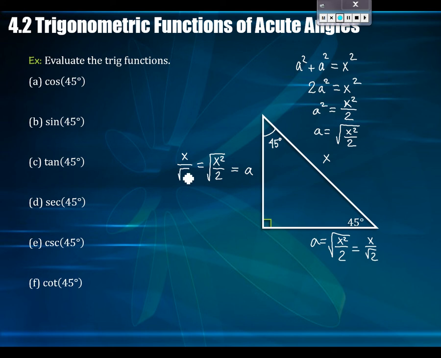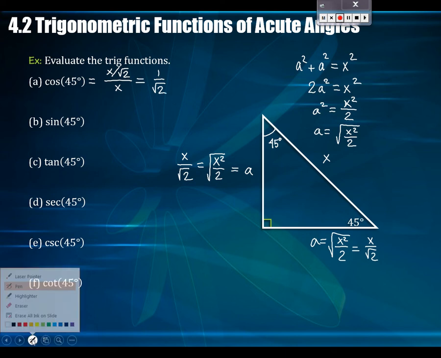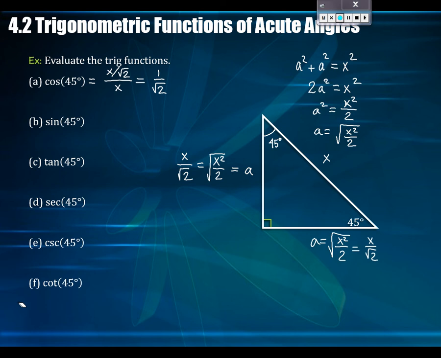So if we do x over root 2 divided by x, we get what? This divided by this, right? If you cancel out the x's, you get 1 over root 2. Do you guys agree? Yep. In the end, you could arbitrarily just call x 1 if you wanted.